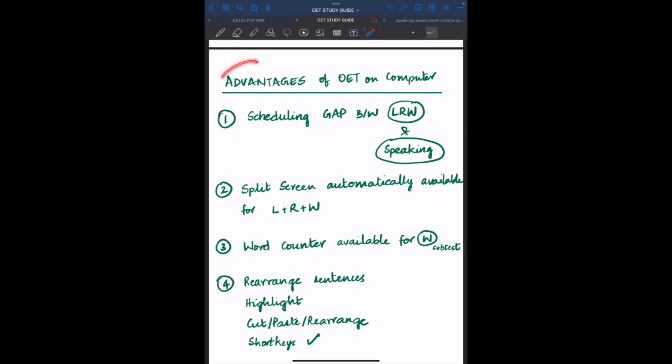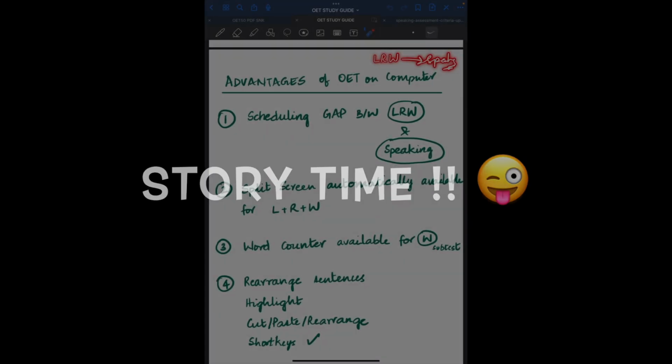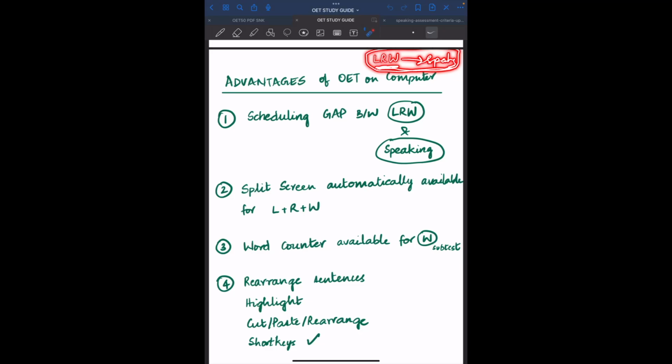What did I feel are the advantages of OET on a computer? The number one advantage that I found of doing OET on a computer came out of literally panicking a few days before my scheduled exam. Initially, I had my listening, reading, writing test scheduled in the morning and speaking scheduled at night, the same day. But as I got closer to the exam day, I figured I needed more time to practice speaking.